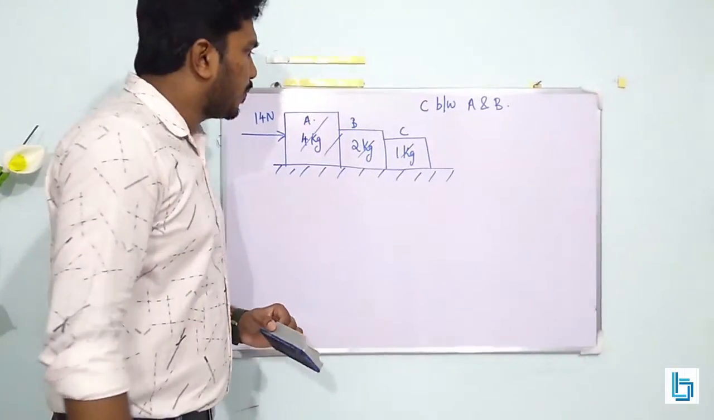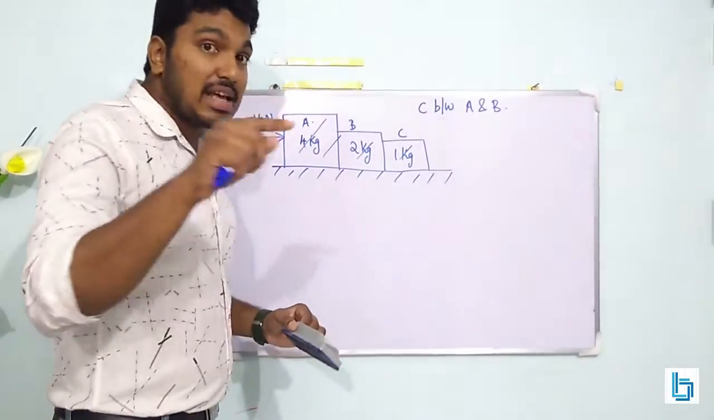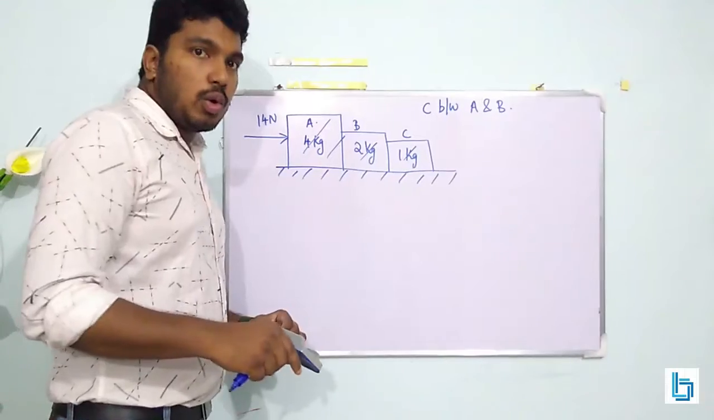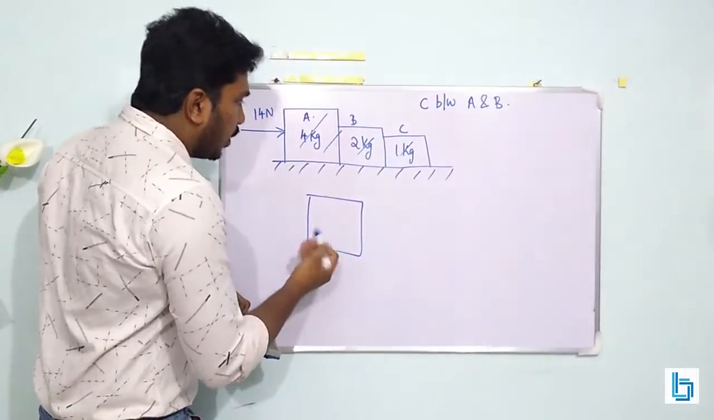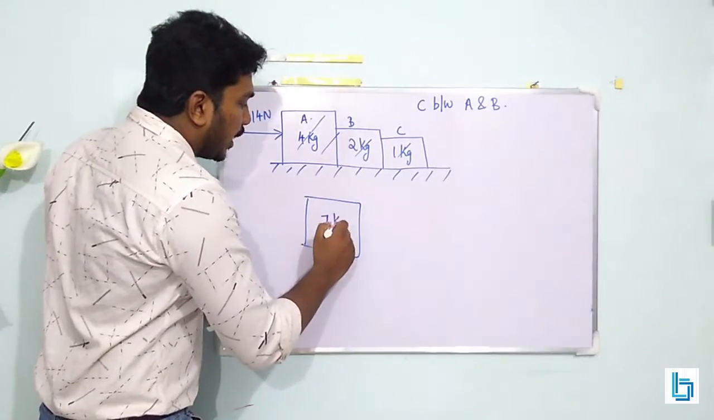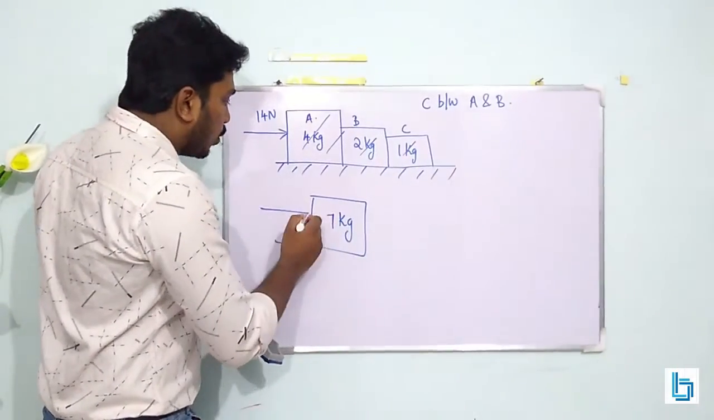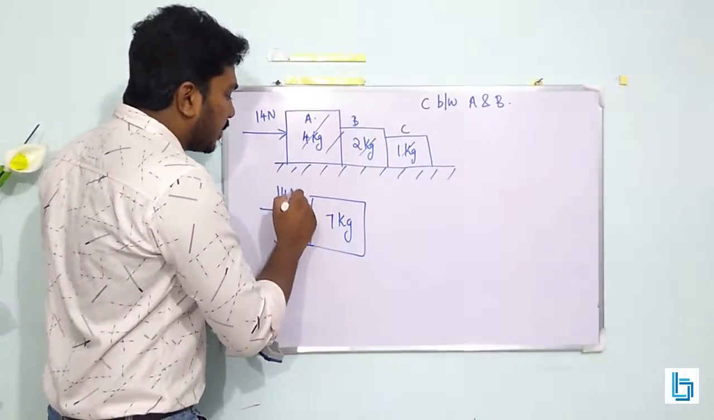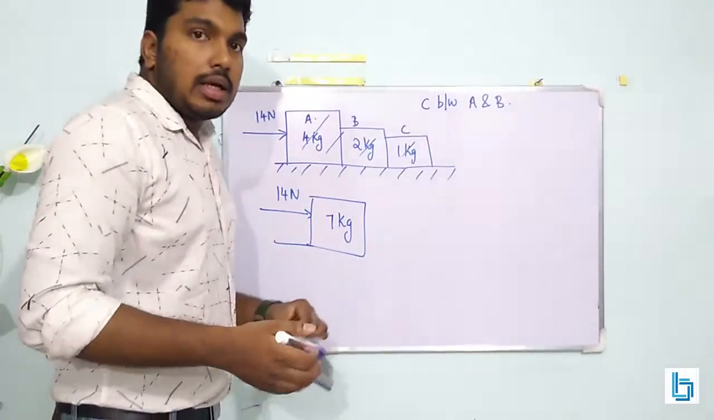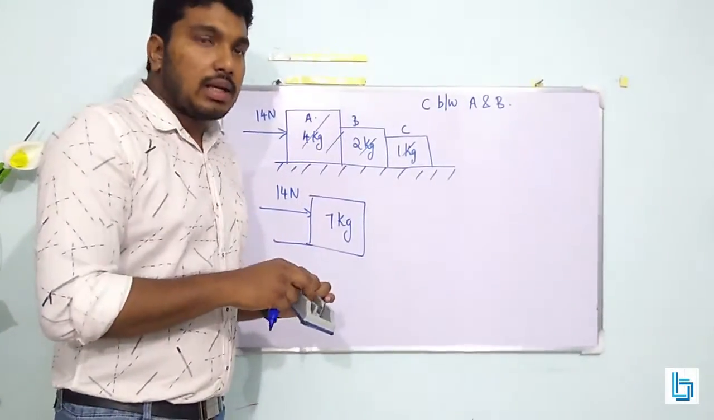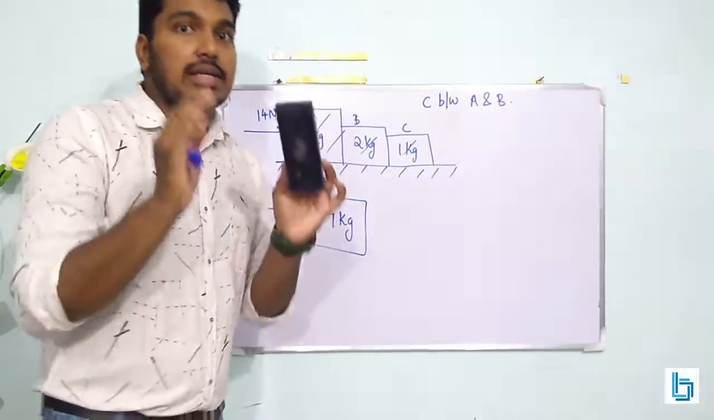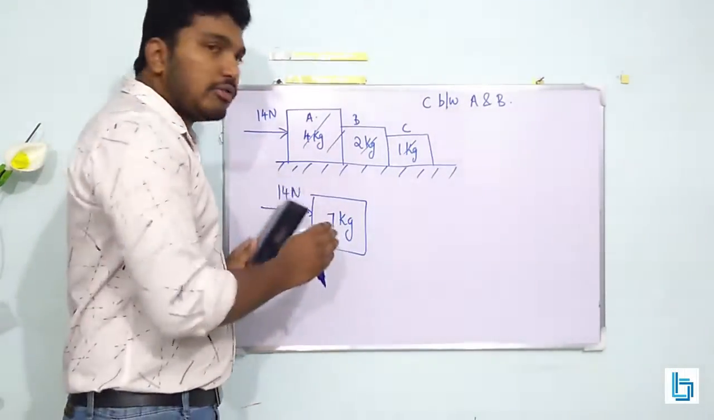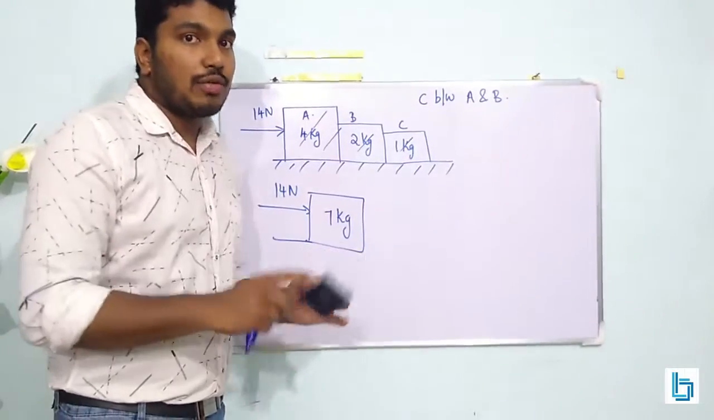What is that equal to? That will be equal to 7 kg. So A, B and C are taken together as a single body of mass 7 kg on which a force of 14 Newton is applied. Now it is very clear from the question that the blocks are resting on a frictionless surface, so you don't have to bother about friction over there.